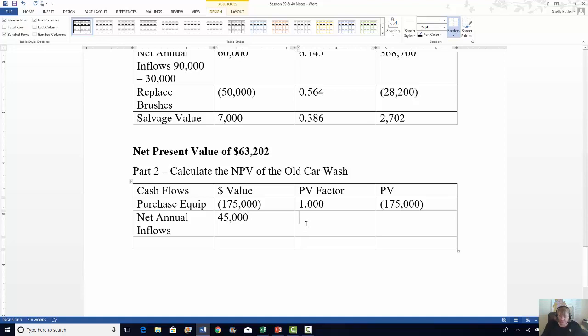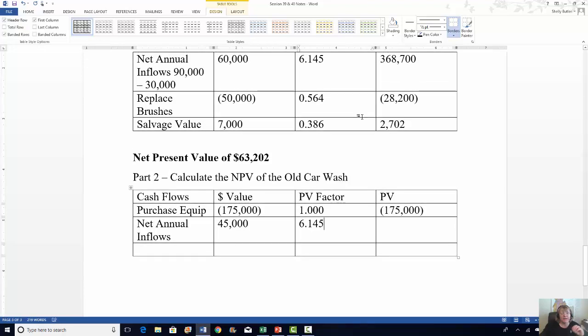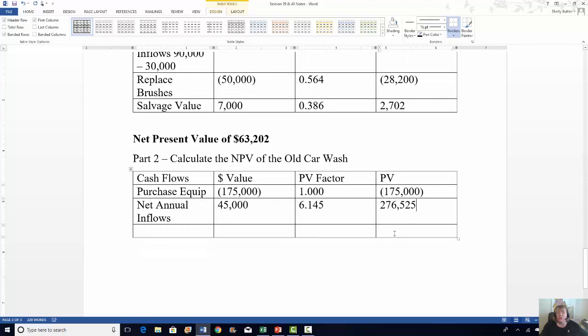And our present value factor here is the same as it was on the last one, right? 10 years, 10%. It would be different if we had a different N or a different percent, but we don't. 6.145. So our net value of our cash inflows is 276,525.